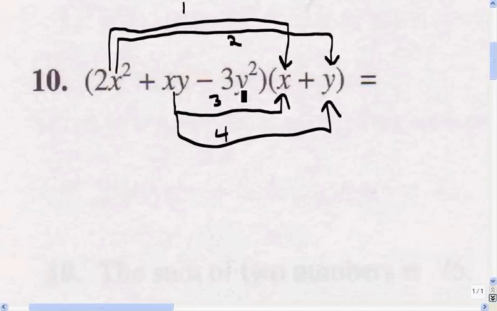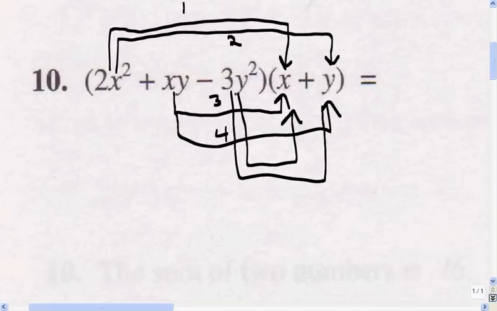Okay, so this is the third term. Now I'm going to multiply the third term times everything in the second parentheses. Okay, and that's how you do all of them. It doesn't matter how many terms you have in the first parentheses. You're always going to grab each term and multiply it times everything in the second parentheses to find your answer.